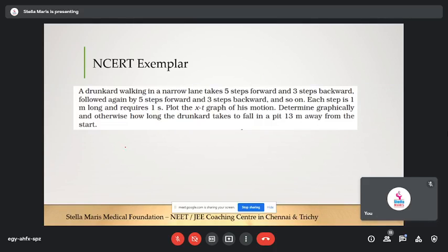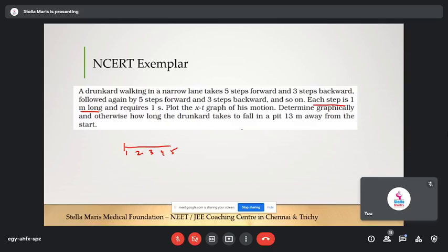Okay. So a drunkard walking in a narrow lane takes 5 steps forward and 3 steps backward. So he takes 5 steps forward. Let's say this is one, two, three, four, and five. This is the drunkard. So he takes 5 steps forward and 3 steps backward. Each step is 1 meter long.